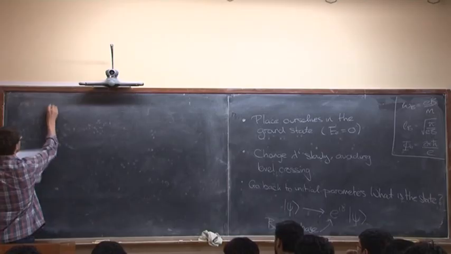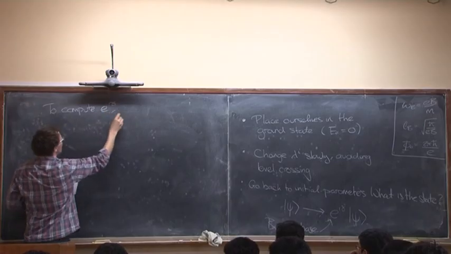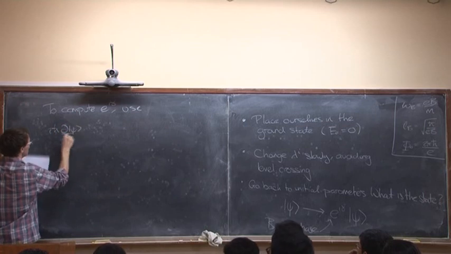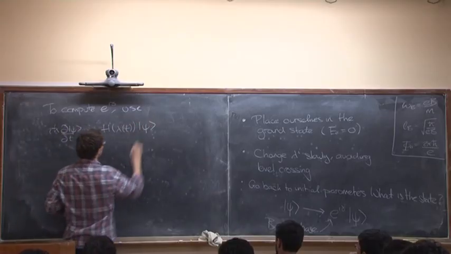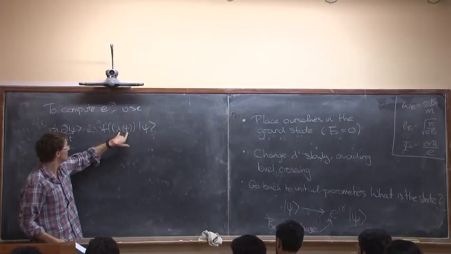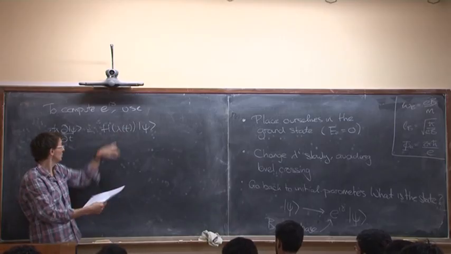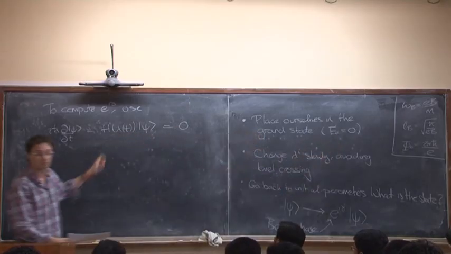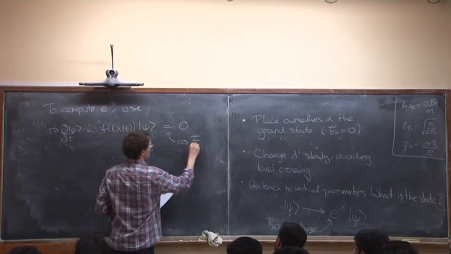Okay, so let's see how to compute it. To compute gamma, we're just going to use the Schrödinger equation. The Schrödinger equation, of course, tells us how the state changes with time. The Hamiltonian changes with time precisely because we're fiddling with the dials. So lambda changes with time. But because we've set the energy to 0, this just matches. This is true because we placed ourselves in the ground state.